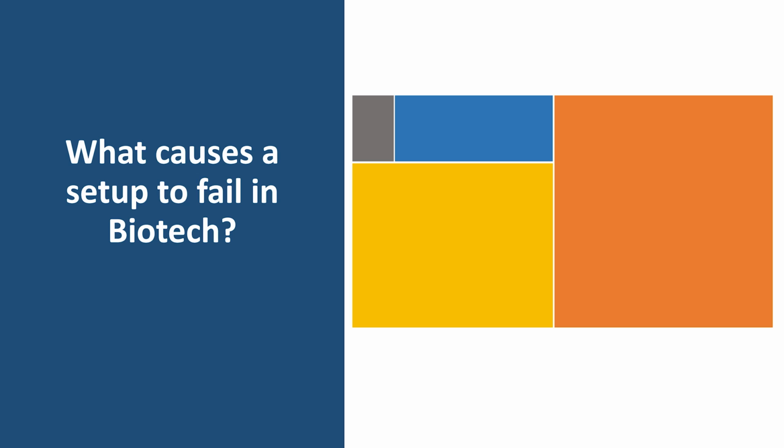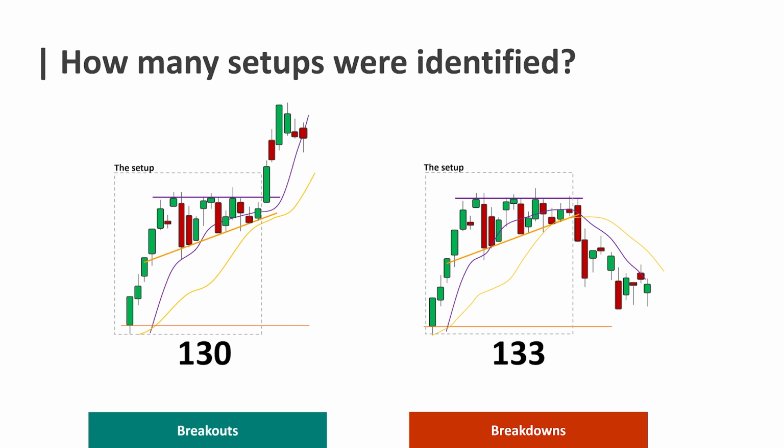We move on with what causes a setup to fail in biotech. In this particular analysis, we looked at breakdowns, so the setups that had a first leg, then did a consolidation and did not go into a breakout, but step by step the setup failed. So the analysis is mainly done on the 133 breakdowns. Here are the results. The setup failed in 2.2% of the cases due to an unexpected negative news catalyst.